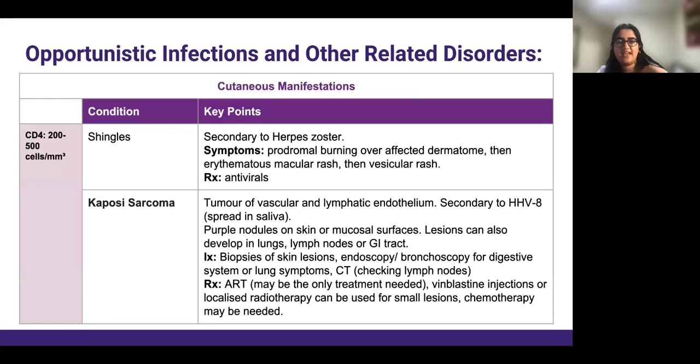And then one of the more popular opportunistic infections is Kaposi sarcoma. This is a tumor of the vascular and lymphatic endothelium, and it's caused by human herpes virus 8. It causes purple papules on the skin and mucosal surfaces, so also inside as well. Lesions can develop in the lungs, lymph nodes, and GI tract and cause mass effects, like hemoptysis, for example. It's a very end stage diagnosis and it can be extremely life-limiting.